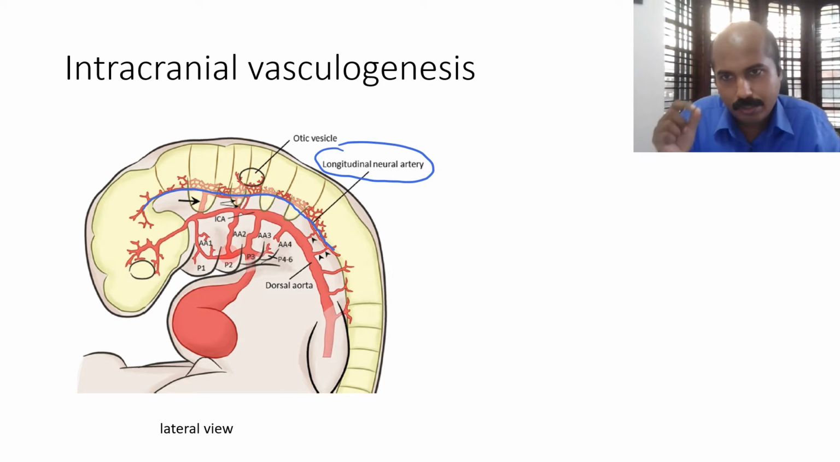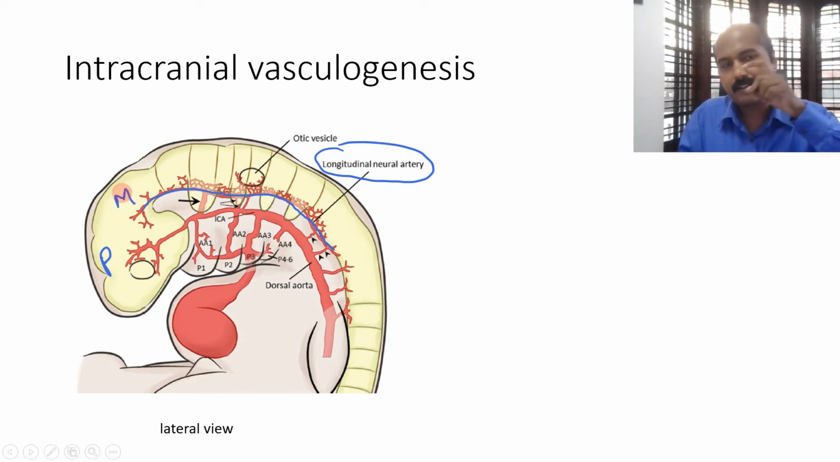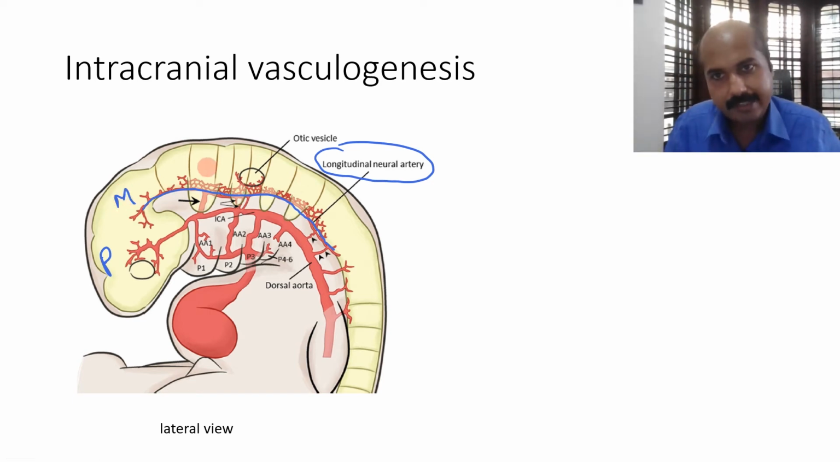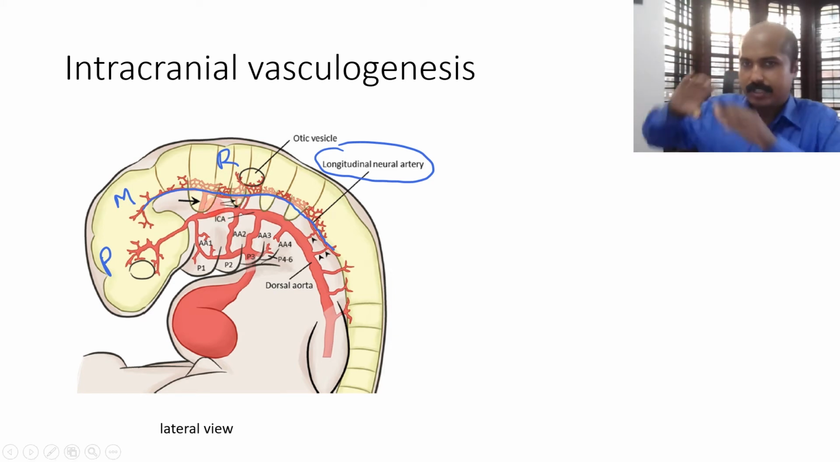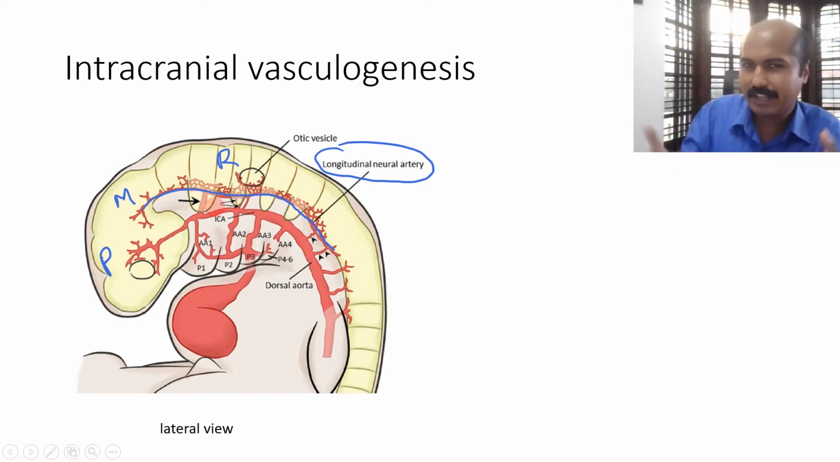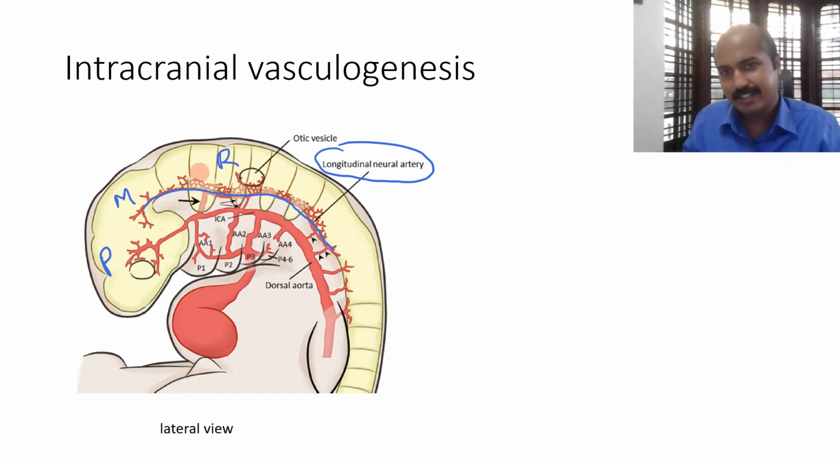And I want you to look at the brain at this point. This is undoubtedly the prosencephalon or the forebrain. This is the mesencephalon. The mesencephalon characteristically has a bend. You call it the mesencephalic flexure. That is the mesencephalic bend, and this is the rhombencephalon. So the longitudinal neural artery is located ventral to the rhombencephalon. The rhombencephalon is the hindbrain, and you know that the rhombencephalon develops into the pons anteriorly, the cerebellum posteriorly, and the medulla caudally. So ventral to those, you have the longitudinal neural artery.